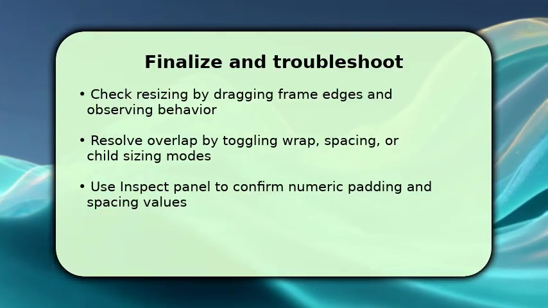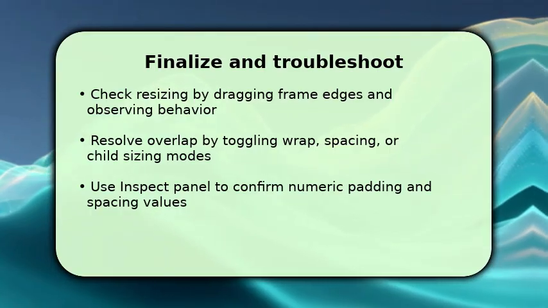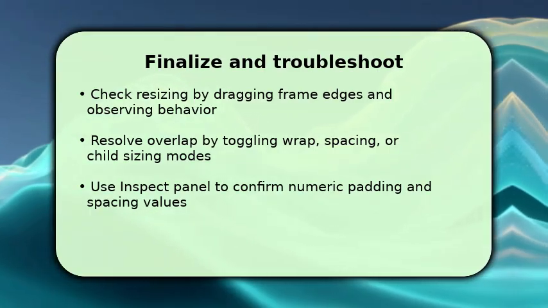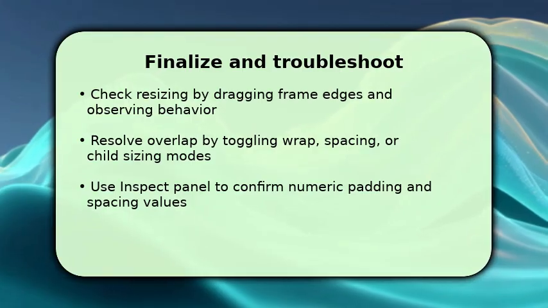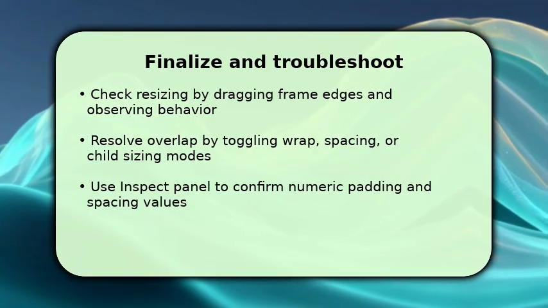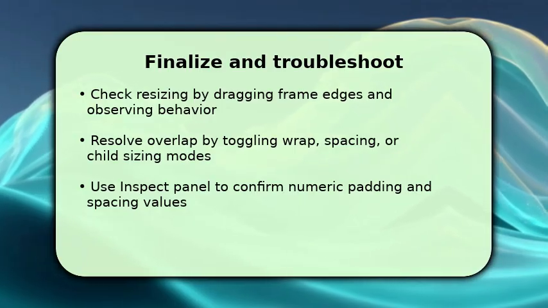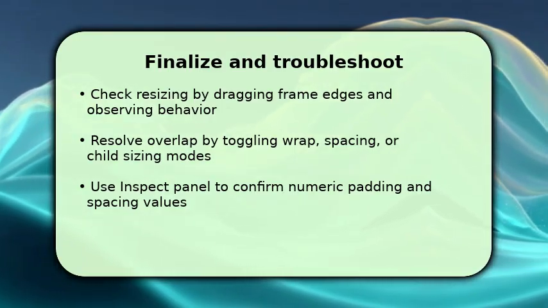If items overlap or collapse, inspect child sizing, switch between hug contents and fixed, or enable wrapping for horizontal groups. Make sure alignment and padding values are consistent and use the Inspect panel to read exact numbers.